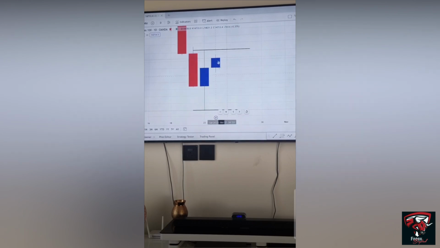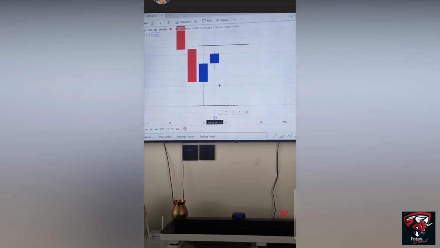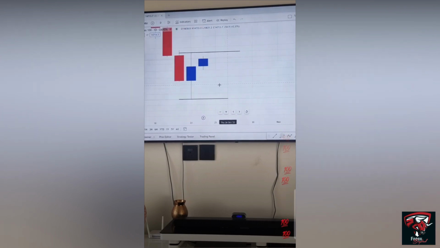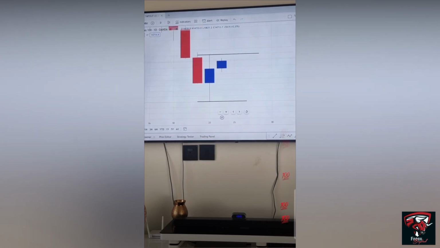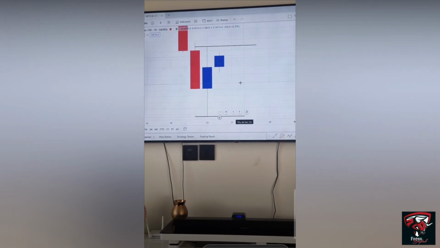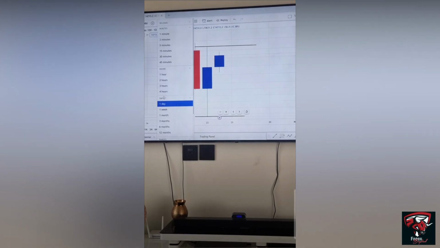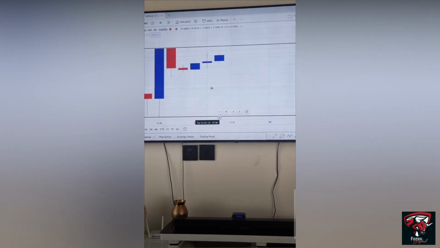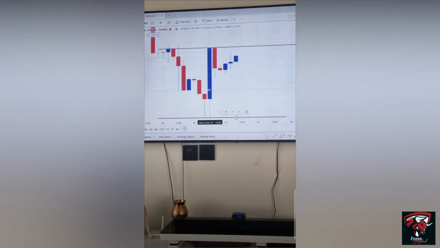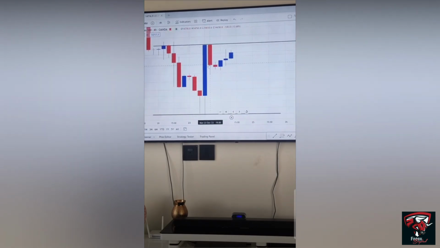So maybe we could see either taking out the high, or we could even see New York taking out the low, which is highly, but could be weak. However, if you're not sure what New York may do, run to a lower time frame, because all this is going to print out more candles. So it's kind of like an understanding of what price might do.